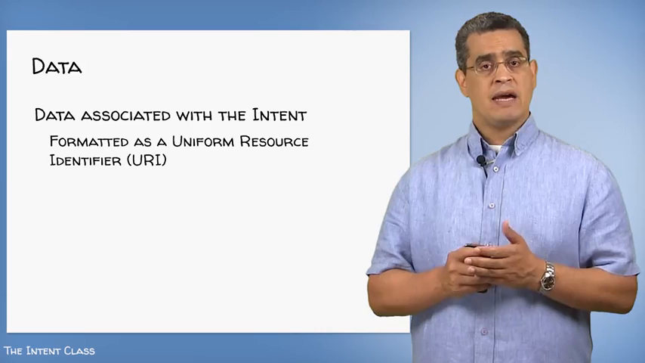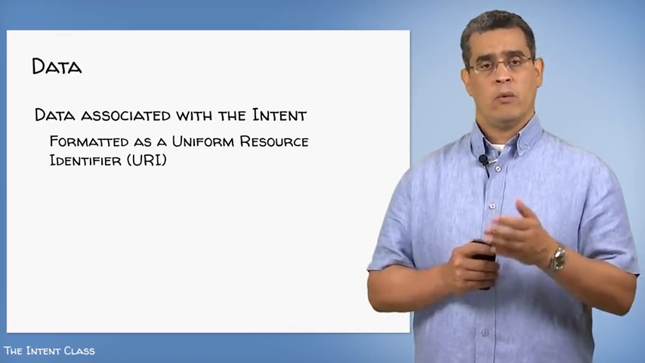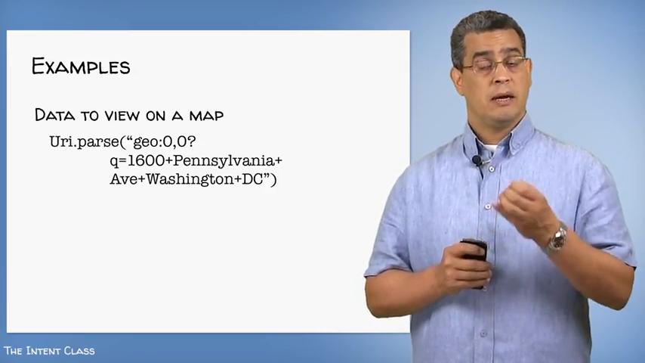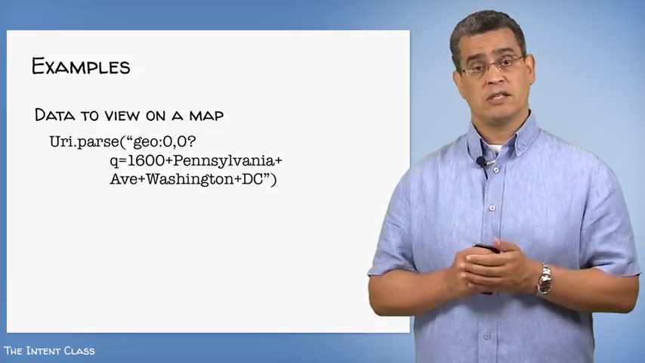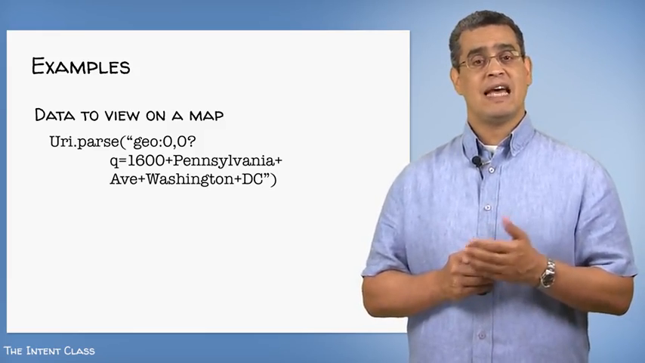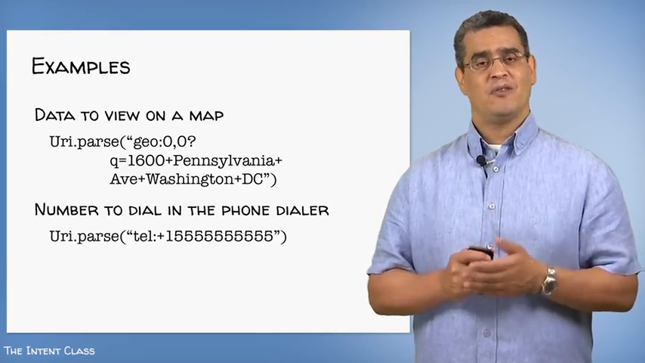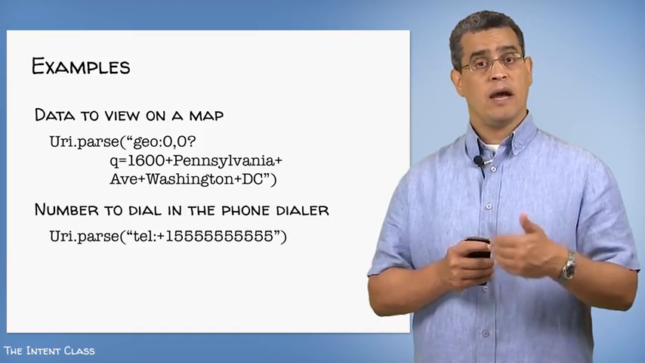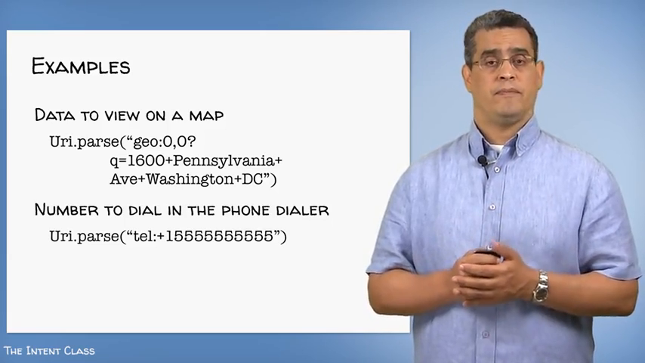Now, that data is formatted as a Uniform Resource Identifier, or URI. And one example of intent data is a geo-schemed URI, which indicates map data. You might also remember that we saw something exactly like this in earlier lessons as part of those map location applications. Another example is a tel-schemed URI, indicating a phone number that you want dialed. And note that the strings that represent the underlying data are first being passed through the Uri.parse method, which takes that string and then returns a URI object.